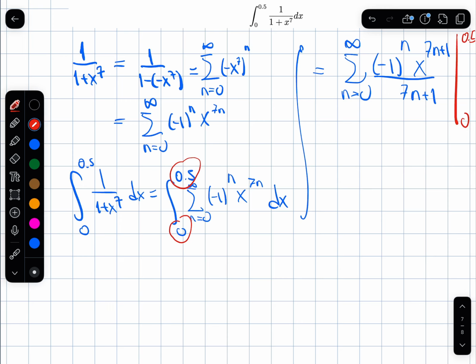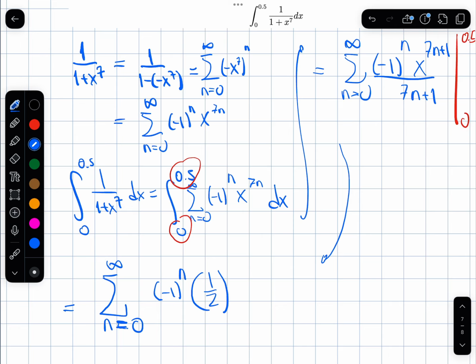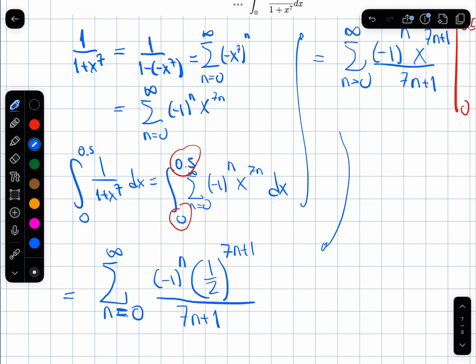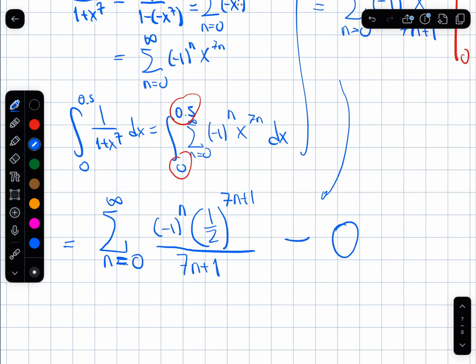Okay. When I plug in, I go back down here. When I plug in 0.5, I'm going to plug in 1/2 instead, because 1/2 and 0.5 are the same thing, as you know. I get 1/2 to the power 7n plus 1 over 7n plus 1. But then when I plug in 0, I just get a bunch of zeros. Every time here, 0 plus 0 plus 0 plus 0. So I only care about this series, really.